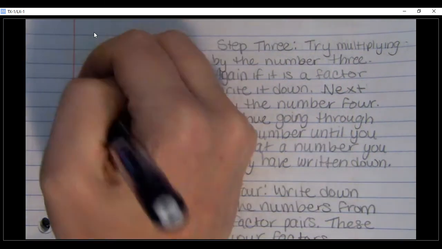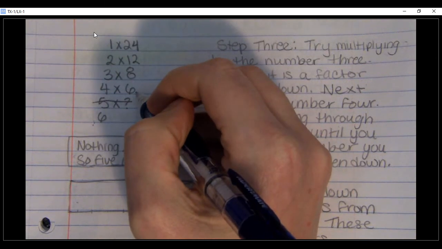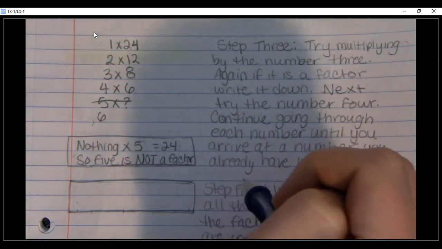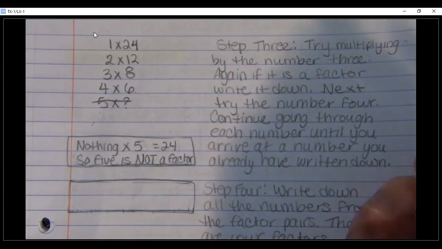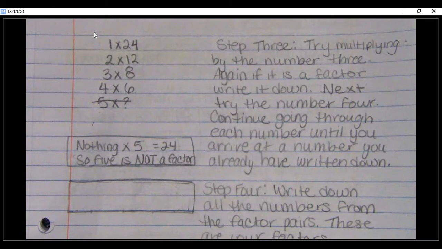The next number we would have is 6. Oh, wait, I already have a 6 up here. Oh, there we go. I've reached the number that I already have written down. So I don't even need to worry about 6 anymore. And I actually have all the factors that there are of 24.